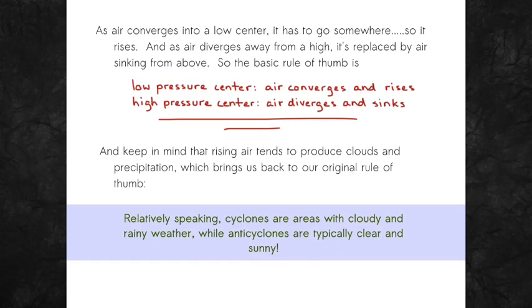And it just has to do with this convergence or divergence at the ground. Low pressure centers, air is converging, which causes the air to rise, and rising air produces clouds. On the other hand, the high pressure zone, the air is diverging at the ground, which draws air downward from above, and sinking air tends to be clear and sunny.